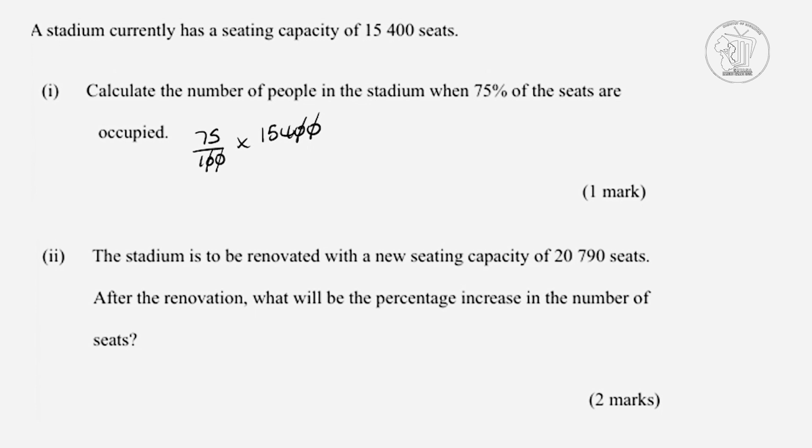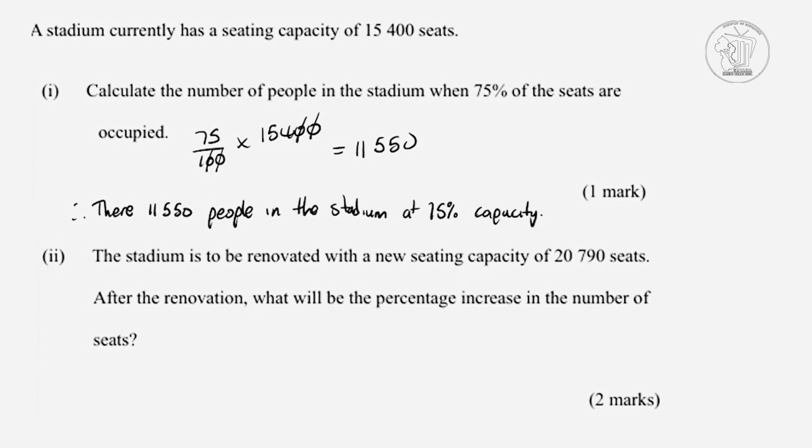So 75 multiplied by 154 would give us 11,550. So you can say, therefore, there are 11,550 people in the stadium at 75% capacity. So we have 75% of the stadium filled. We have 11,550 persons.